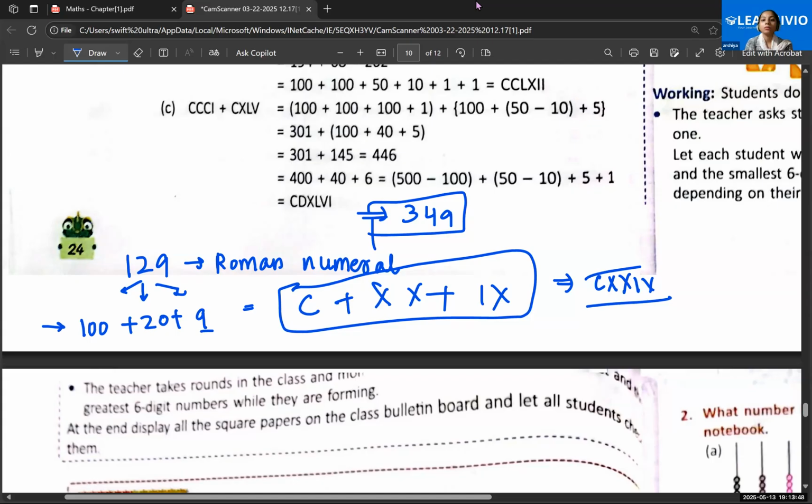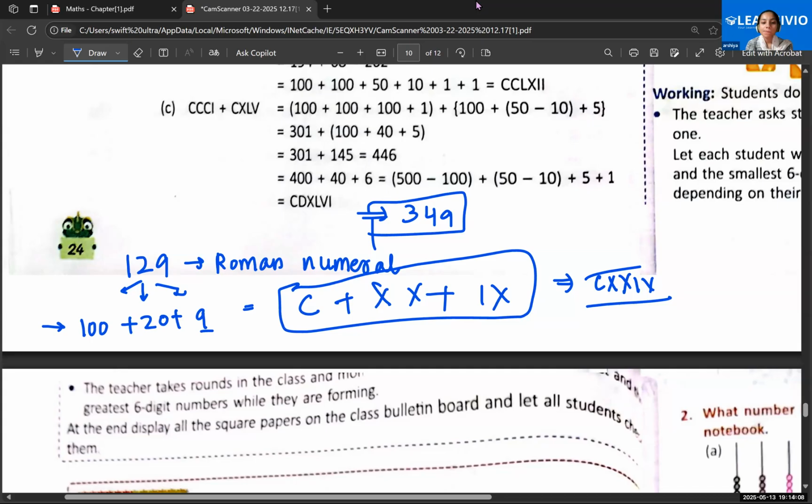Done, ma'am. How much did you get? CCC XLIX. CCC XLIX. Okay, so is it clear?